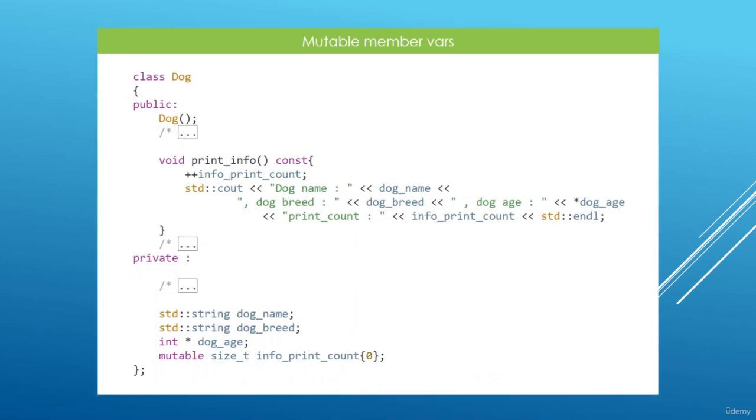This is really simple. All you have to do is mark your member variable as mutable. You just have to put the mutable keyword in front of the declaration of that member variable. From this point on, if you modify this member variable from a const member function, you're not going to get a compiler error. And again, this is not recommended.